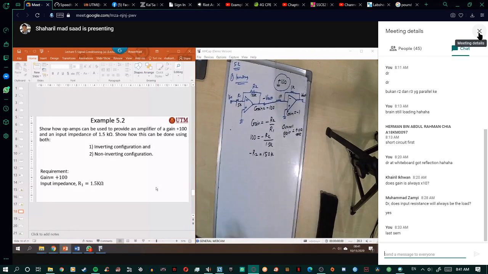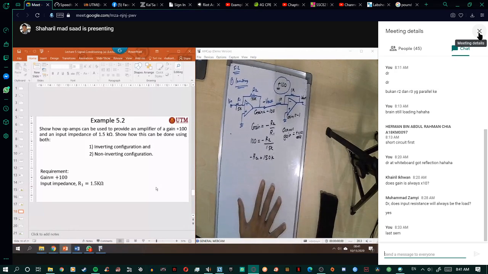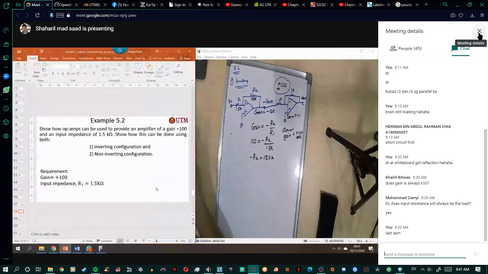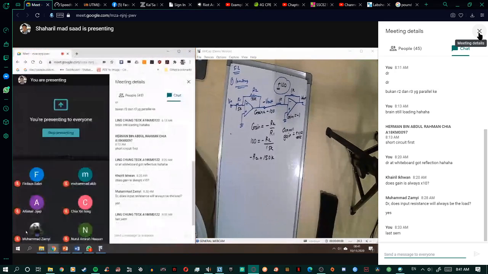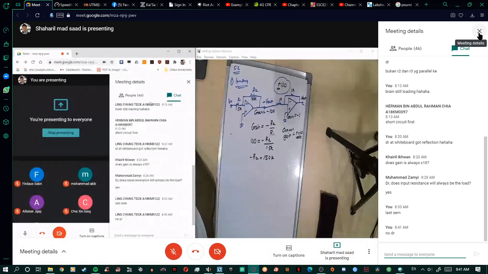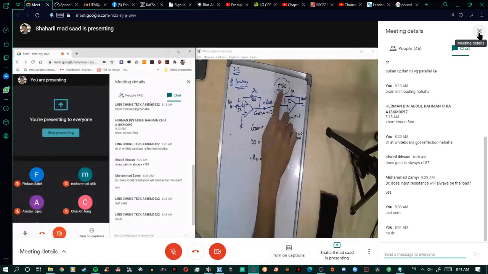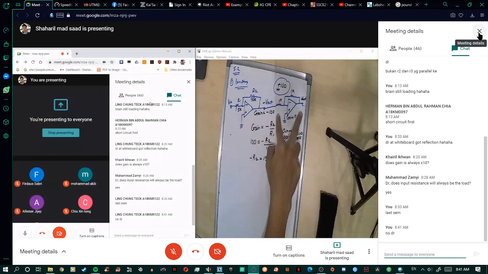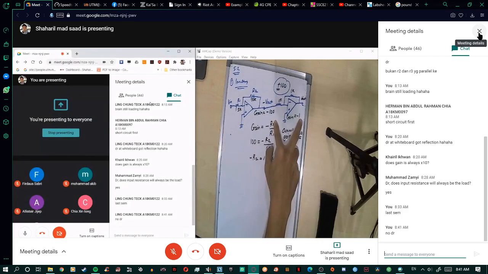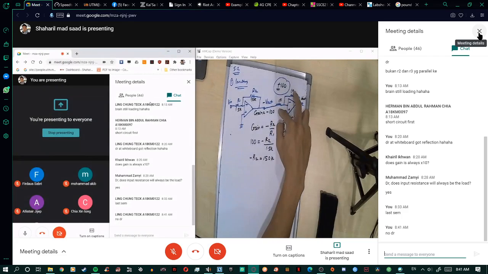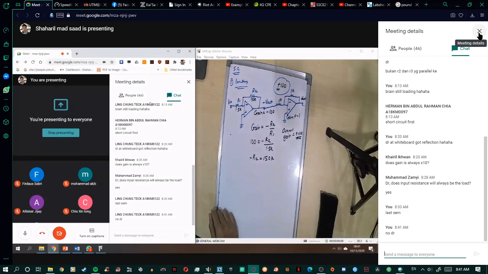Okay, any question? Any questions about this? You can look at the solution here. Any question? No? We want to achieve plus 100. That means we need two inverting stages. But for the second inverting stage, you need to choose the same value.